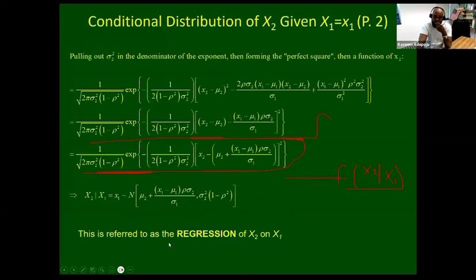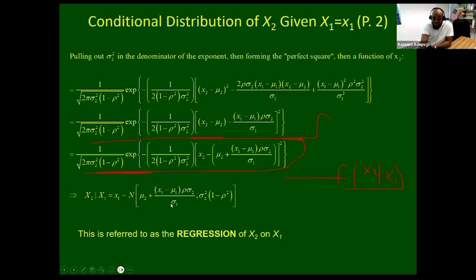And for those of you who are familiar with regression analysis, this is the regression of x2 on x1, where you want to figure out a predicted value for x2, given that you know something about x1. In that case, x2 is dependent and x1 is independent.